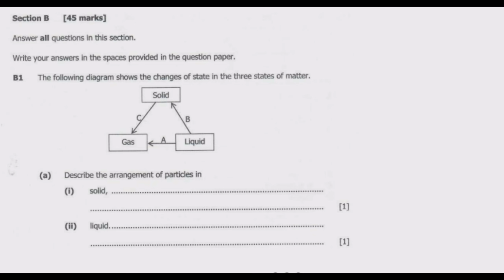The following diagram shows the changes of state in the 3 states of matter. Question A. Describe the arrangement of particles in Roman numeral 1 solid, Roman numeral 2 liquid. So basically what is key here is we are required to describe the arrangement of particles. So particles in solids are tightly packed. Okay, so they are ideally tightly packed and they are arranged in a regular pattern.